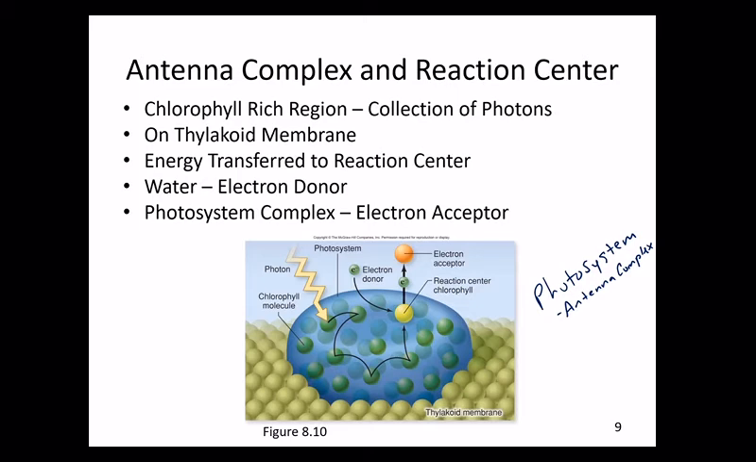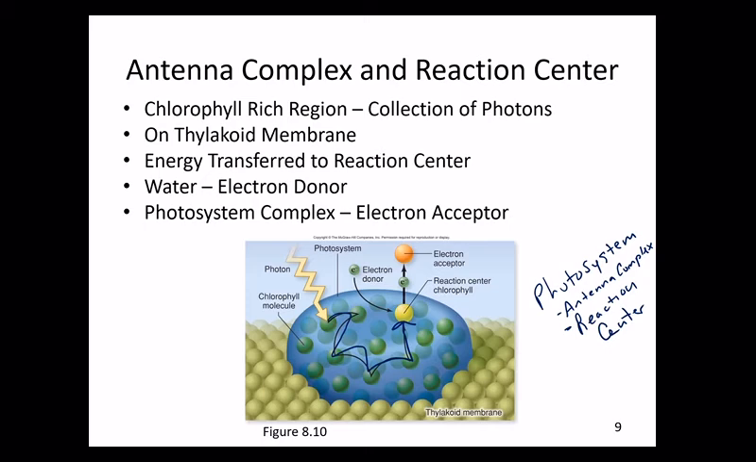Okay? And so the antenna complex's role is just like an antenna on a radio or on a television. We don't use that a lot anymore, but that's sort of old school, if you will. But the antenna complex collects the light energy. It's then going to shuffle the light energy through these pigment molecules to the center portion. And the center portion is the reaction center. And this reaction center is where we're going to actually have the process of the electron transport chain beginning.